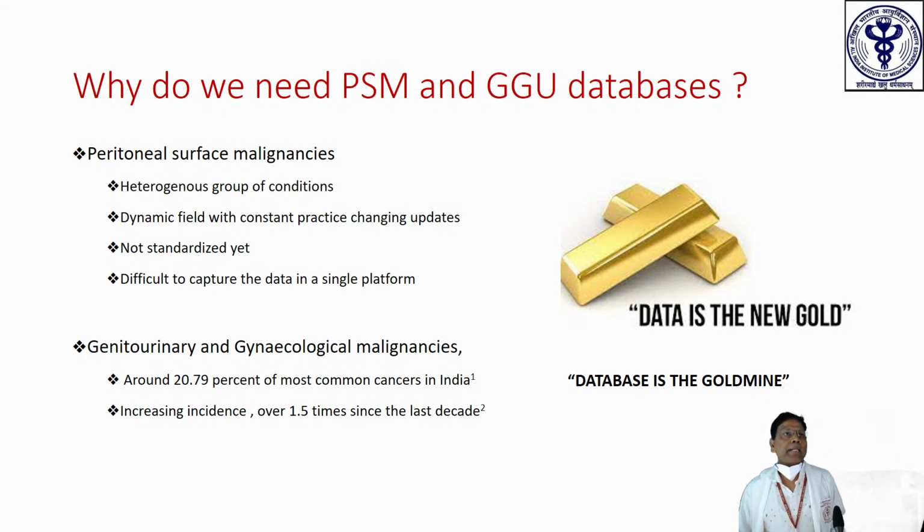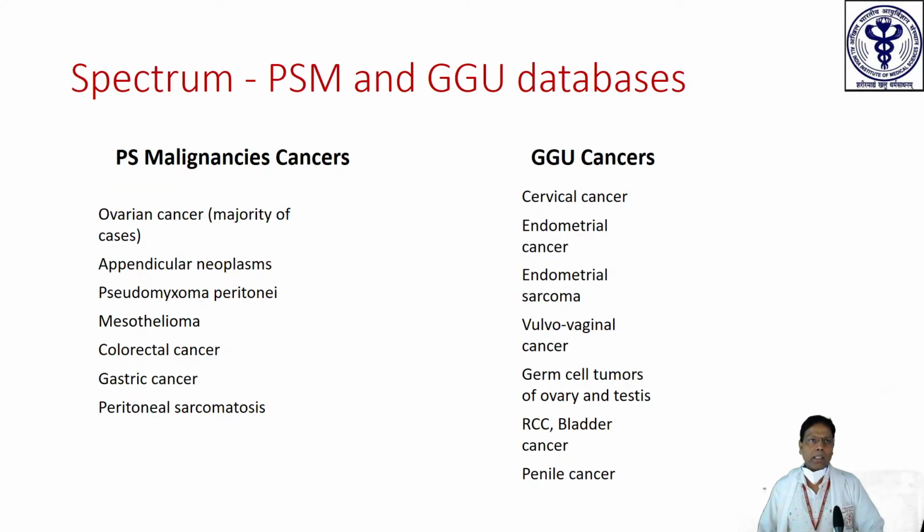And genitourinary gynae malignancy, you all know the incidence is increasing day by day, and it is 1.5 times more in the last decade. So we all know that it is gradually increasing. And these are the common peritoneal surface malignancies we look after here: ovarian cancer, appendicular cancer, mesothelioma, colorectal cancer, gastric cancer, and a few selected cases of sarcomatosis.